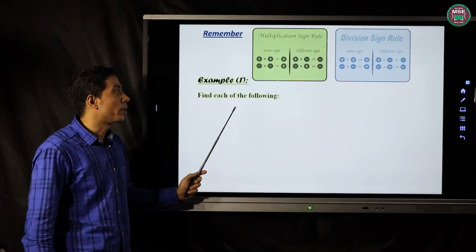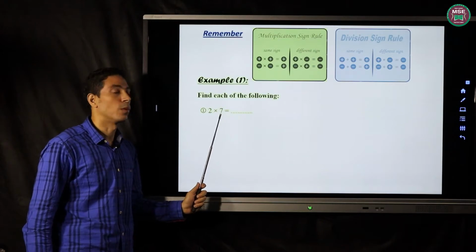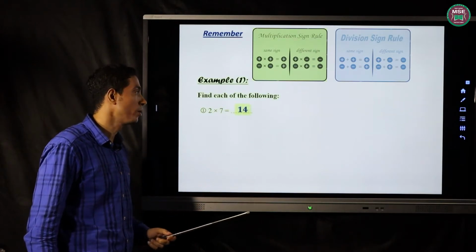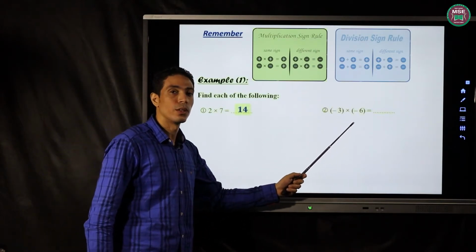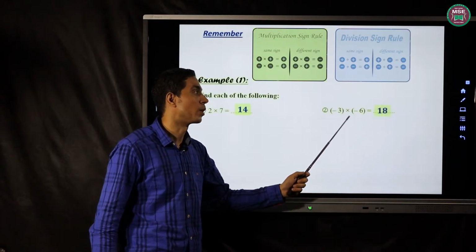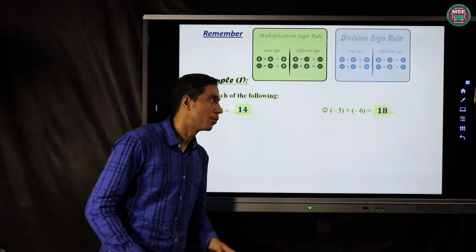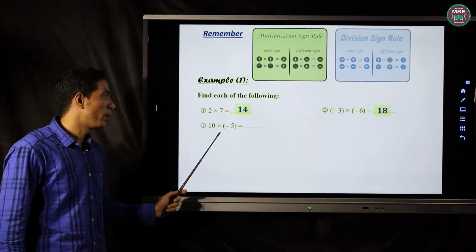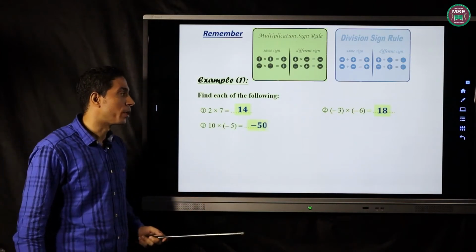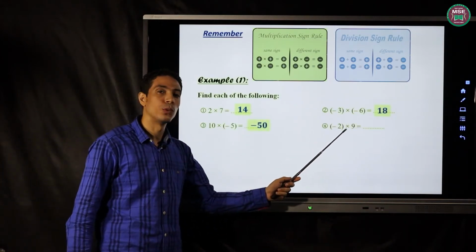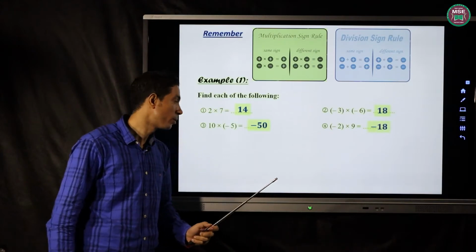Example number 1, find each of the following. 2 multiplied by 7 will equal 14. Number 2, negative 3 times negative 6. Negative times negative equals positive 18. 10 multiplied by negative 5 will equal negative 50. Negative 2 times 9 will equal negative 18.